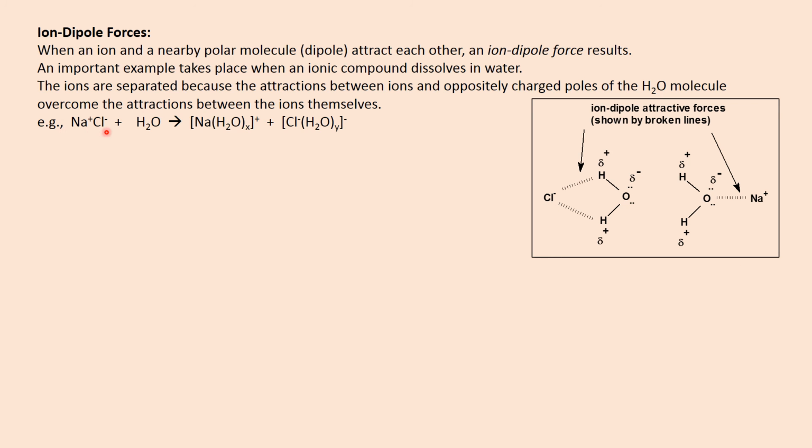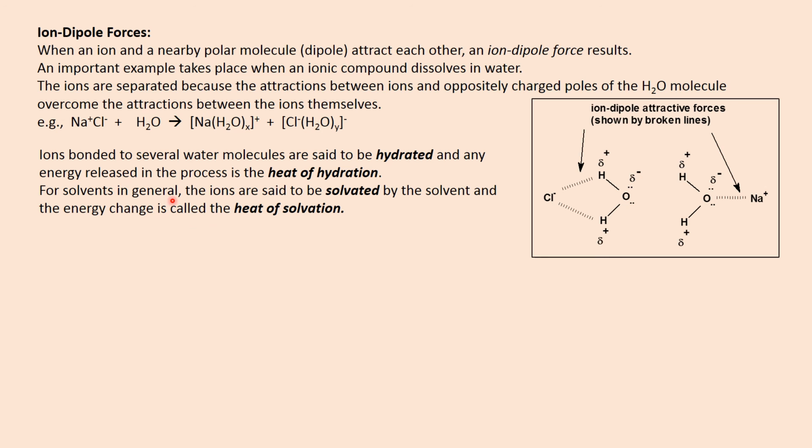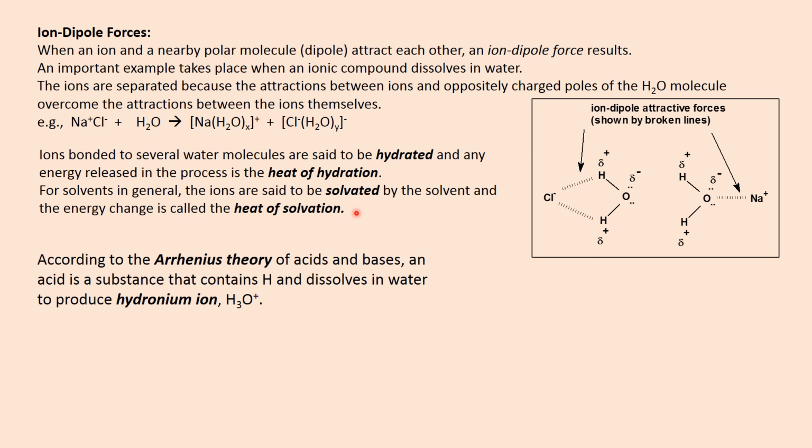For example, sodium chloride in water produces hydrated sodium ions, as we see here, and hydrated chloride anions here. Ions bonded to several water molecules are said to be hydrated, and any energy released in the process is called the heat of hydration. For solvents in general, not just water, but any solvent, ions are said to be solvated by the solvent, and the free energy change is called the heat of solvation.